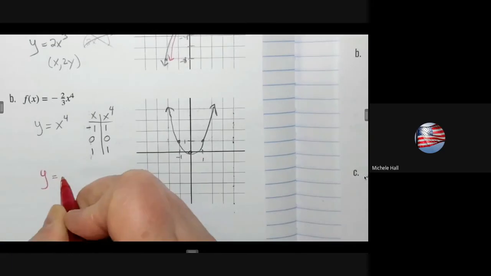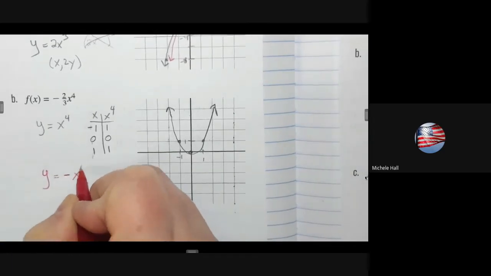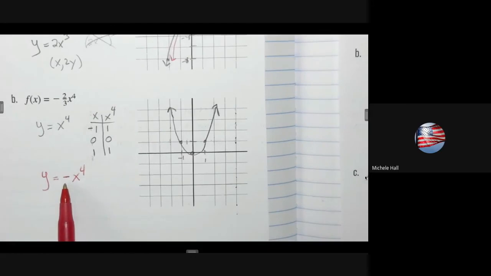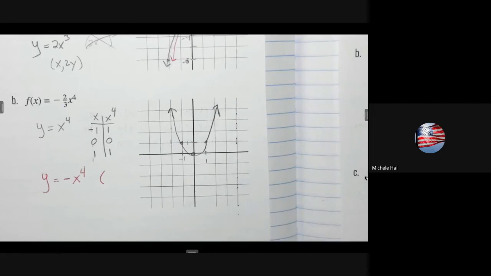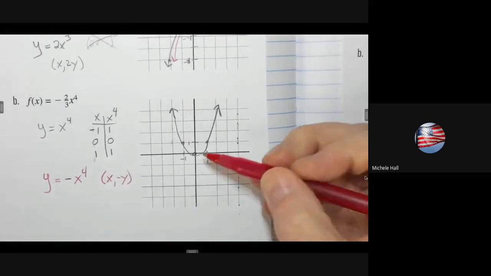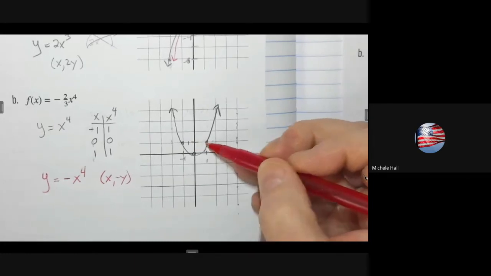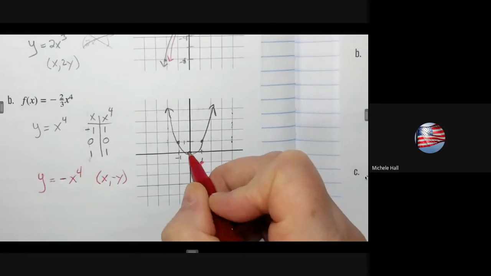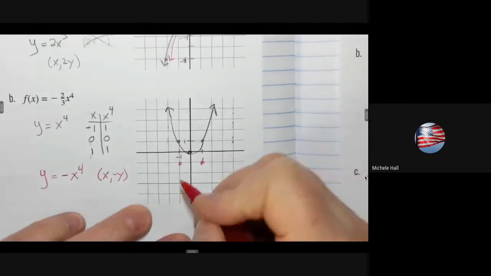The next thing I'm going to do is do the negative. So again, if it was with the x, it would be on the inside of the parentheses. We're negating the function y. So when you negate y, you're reflecting over the x. So when y is 1, now it's going to be negative 1. 0 will still be 0. And then this one will also be down here at negative 1.